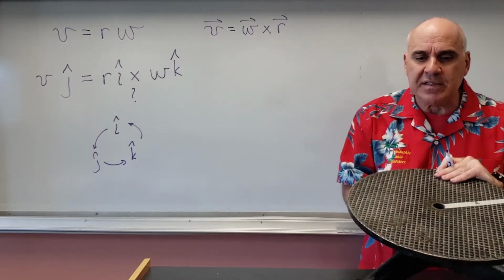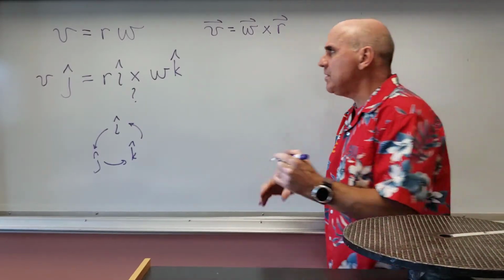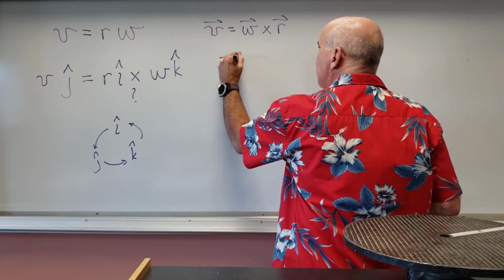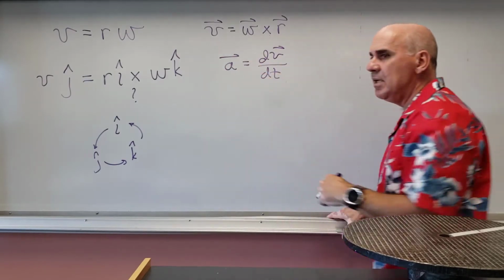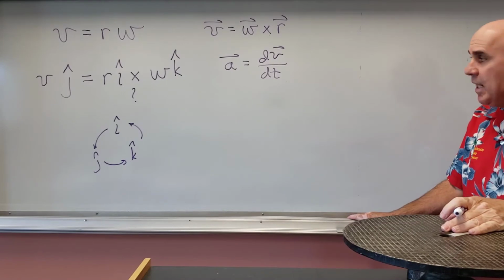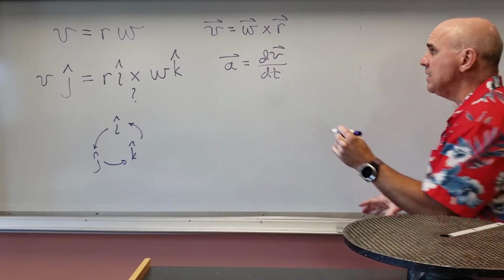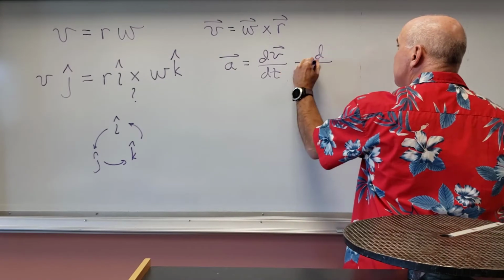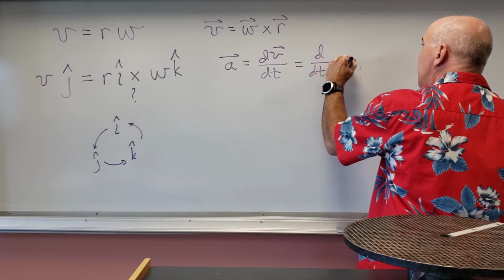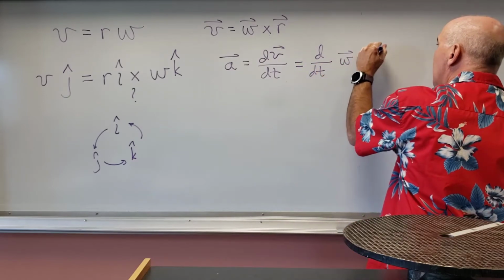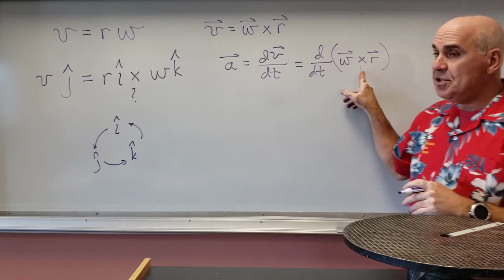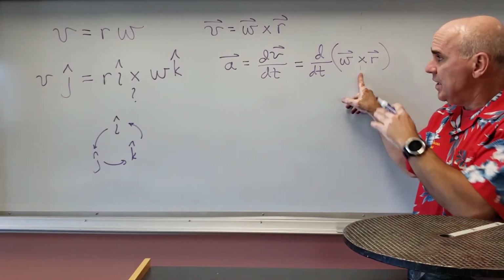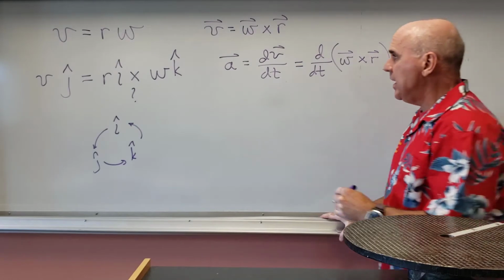Now, what about the acceleration? Well, the acceleration, we already know the acceleration is the derivative of velocity with respect to time. Right? We've known that for quite some time. So let's do that. Let's take the derivative then with respect to time of omega crossed with r. Well, this is a cross product, and so I need to use the product rule in order to solve this out. And so let's do that.